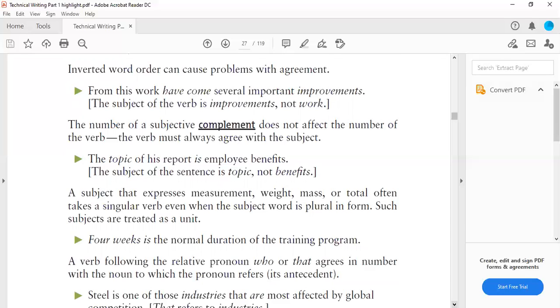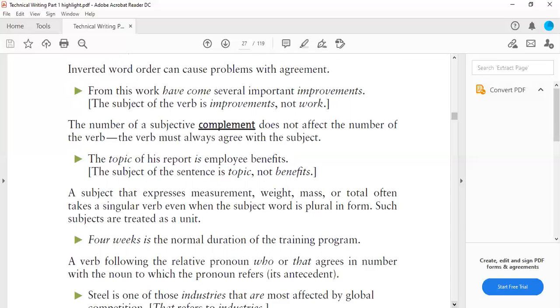Okay, the number of a subject complement does not affect the number of the verb. The verb must always agree with the subject. The topic of his report is employee benefits. The subject of the sentence is topic, not benefits.